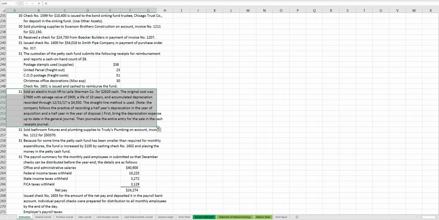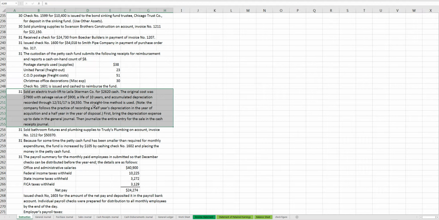Next, we sold an electric truck lifter to a company for cash. Okay, we have the original cost, the salvage value, and the accumulated depreciation. And straight line is used. Now the company follows the practice of recording half a year's depreciation in the year of acquisition and half a year in the year of disposal.